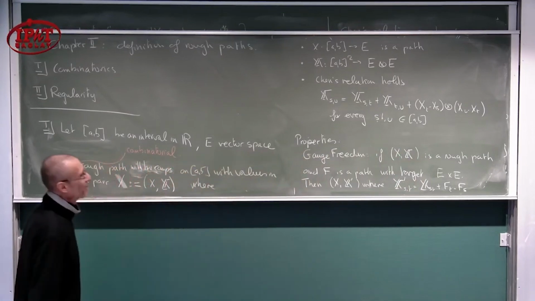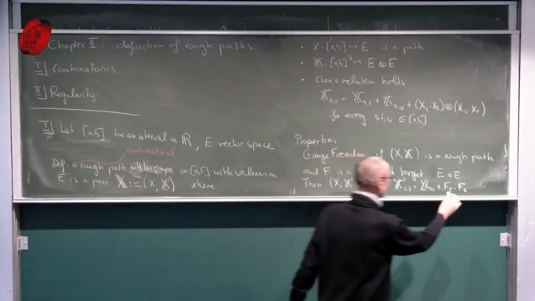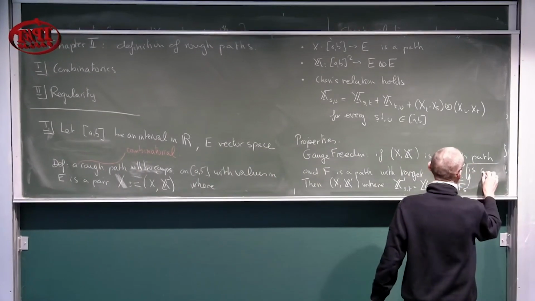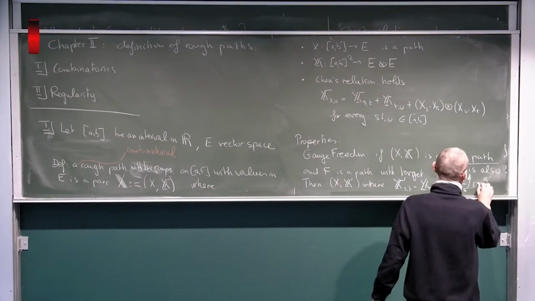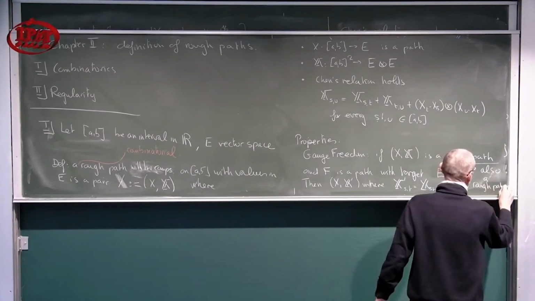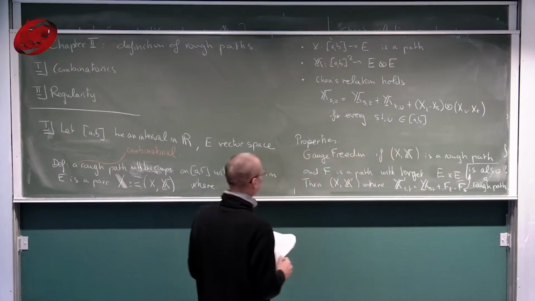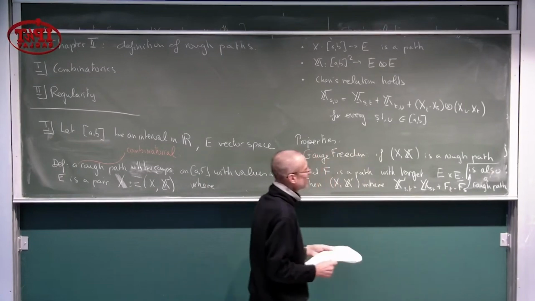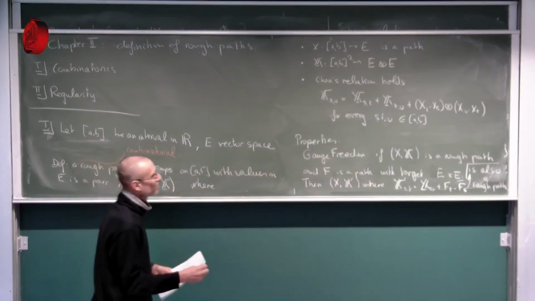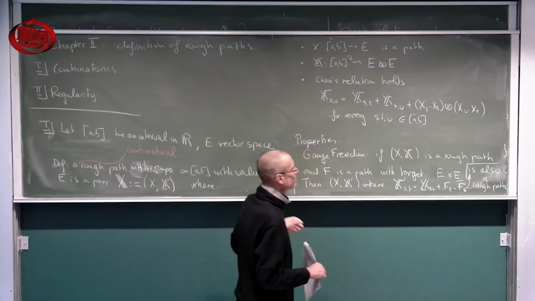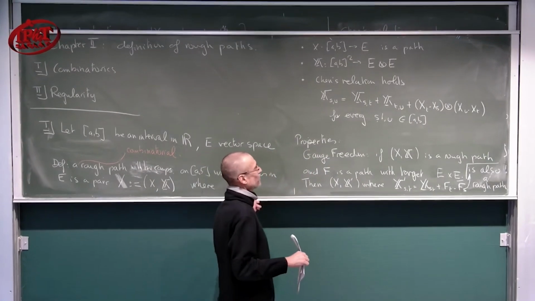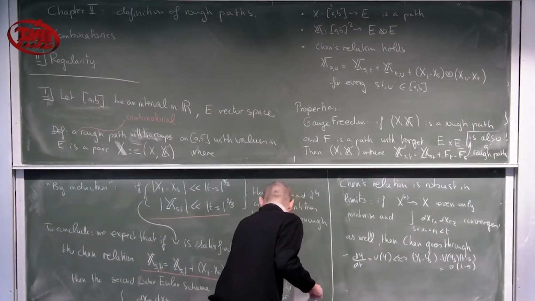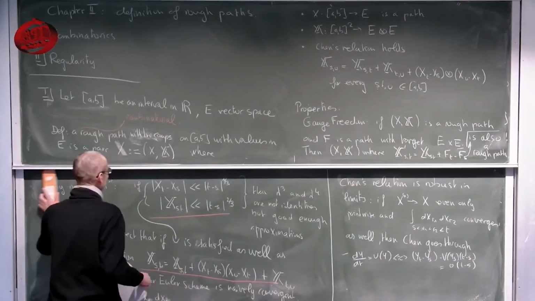I'm sorry to be so bad with the blackboard. So I call this gauge freedom. Once you have one solution to the chain relations, if you add F_T minus F_S, you're done. You get another rough path. And in fact, the converse is true. Exercise for you. This is a very simple one. The answer is in the notes.